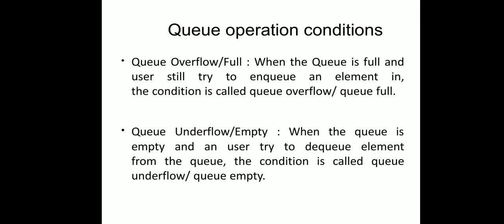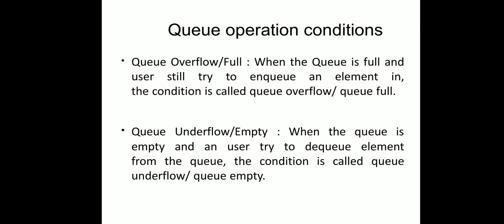If you want to implement a C program for the queue, then two conditions you have to check. One is queue overflow or queue full, and the second one is queue underflow or queue empty. So queue overflow or full means what? When the queue is full and the user still tries to enqueue an element, the condition is called queue full. The queue is full, you still want to add an element, so it is not possible, so it will generate the error: queue overflow or queue full.